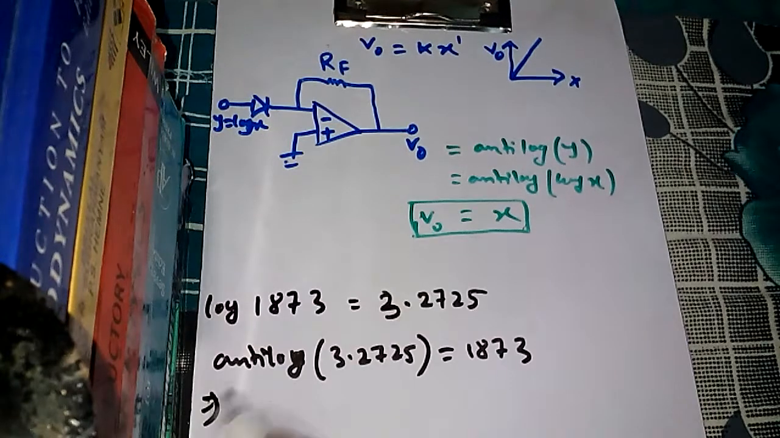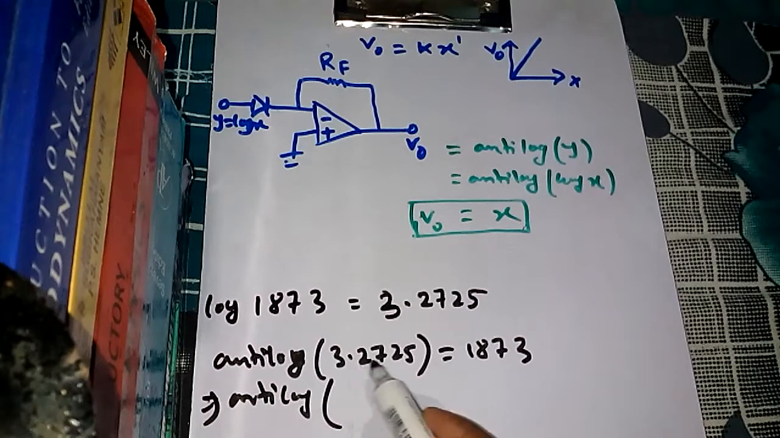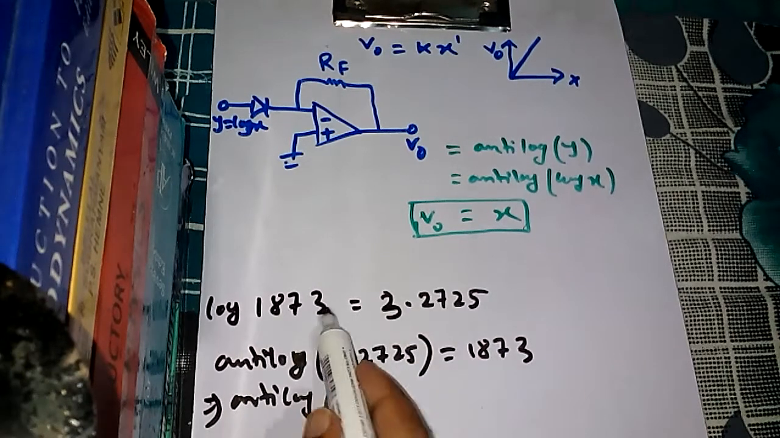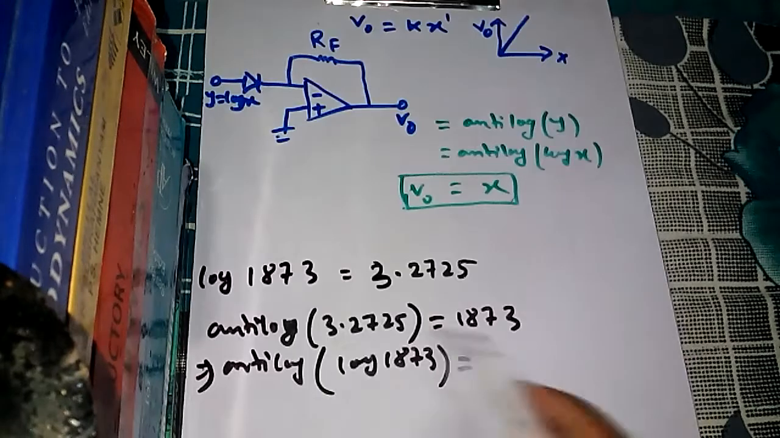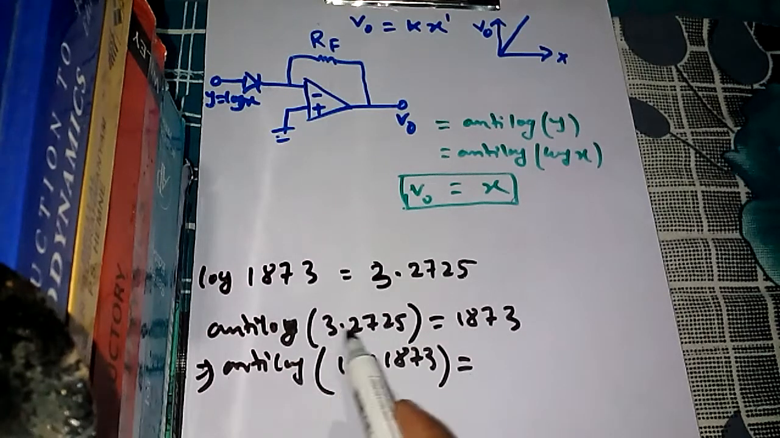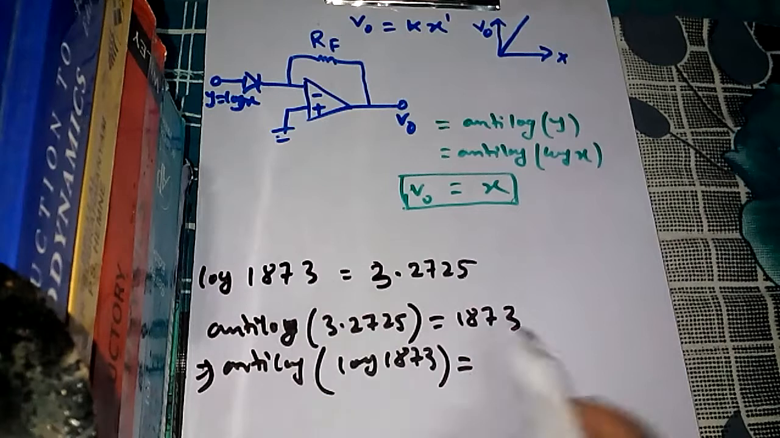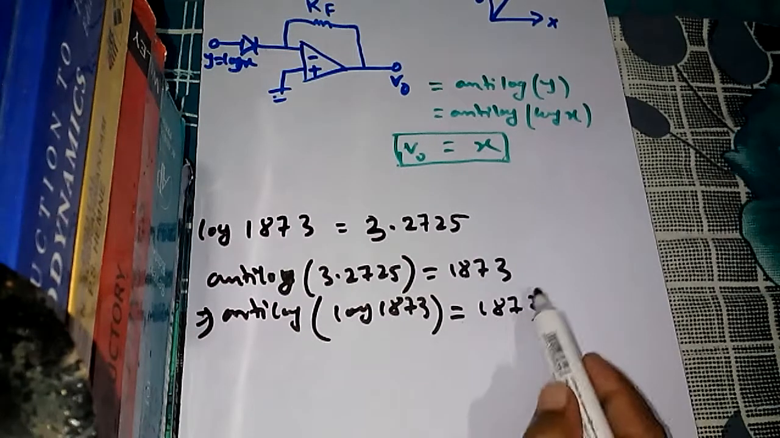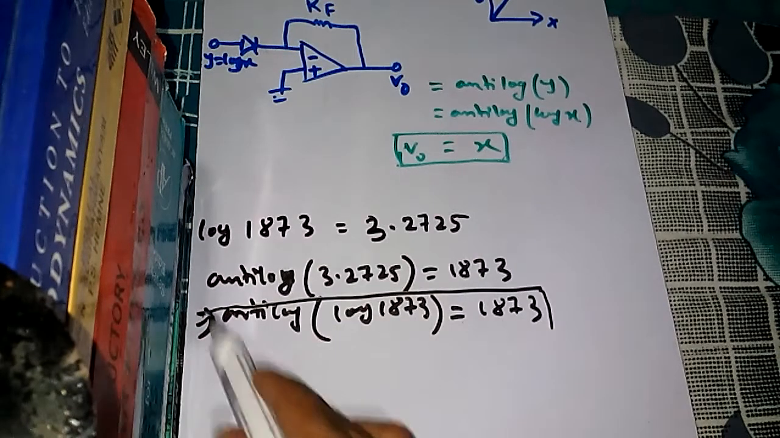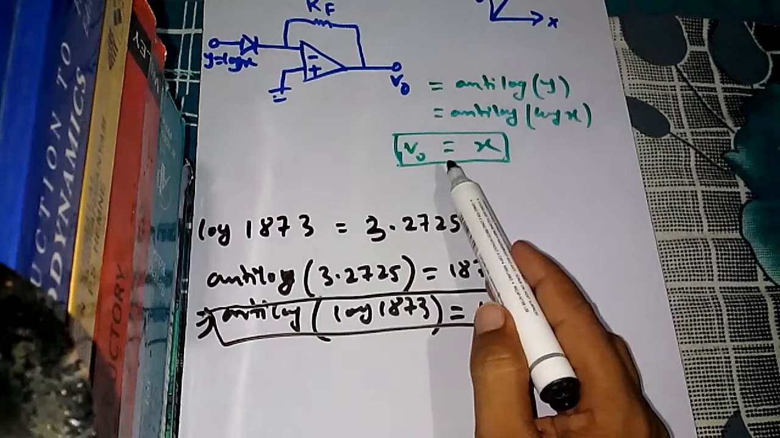And what does it mean? It means, I'm writing it again, anti-log of 3.2725 is what? Log of 1873. That means anti-log of log of 1873 is equal to 1873. That means anti-log of log of any number is the number itself, isn't it? And that is what we have done here.